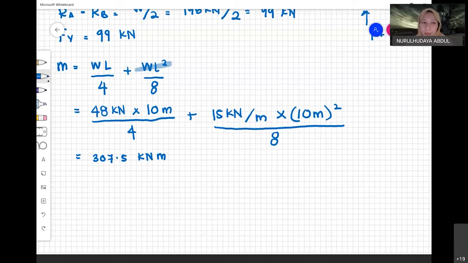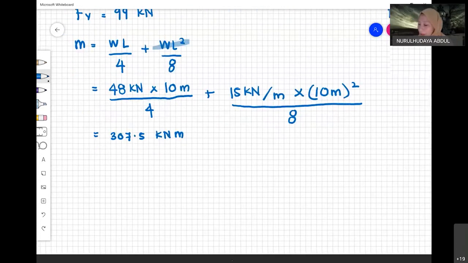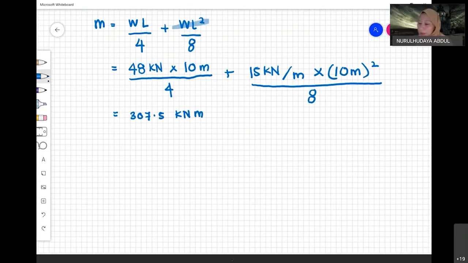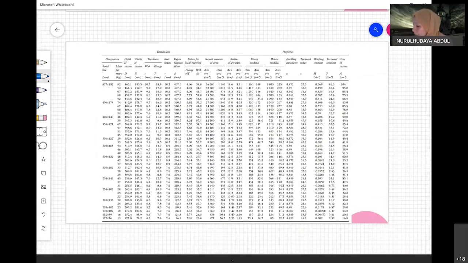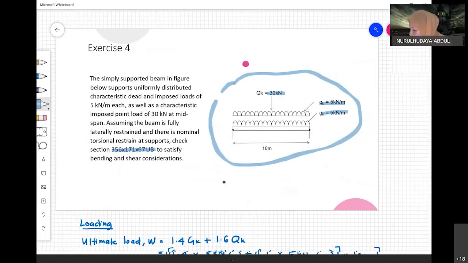So next step is we going to do some beam classification. So kita nak classify kan beam ni jenis apa. Okay. Kita tak payahlah nak assume PY 275 whatsoever lagi, sebab kita dah ada dia punya section. So we need to refer to this table. Here we have this UB section, dia punya table.